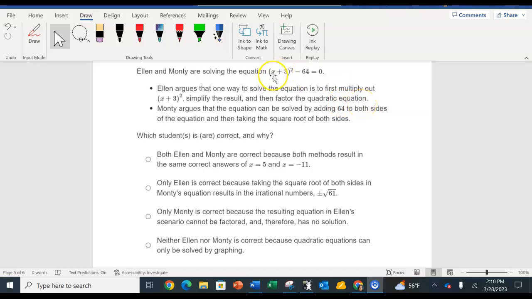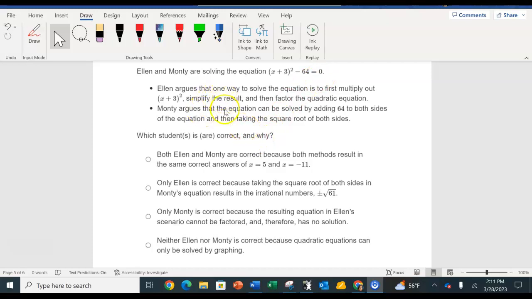All right, so you can do that because when you have x plus 3 squared, that's the same as x plus 3 times x plus 3. So you could multiply that out and then simplify by adding the negative 64 to your result and then factor the quadratic equation. Monty argues that the equation can be solved by adding 64. So you've got negative 64. You can add 64 to both sides and then take the square root. So a square root, remember, undoes something squared.